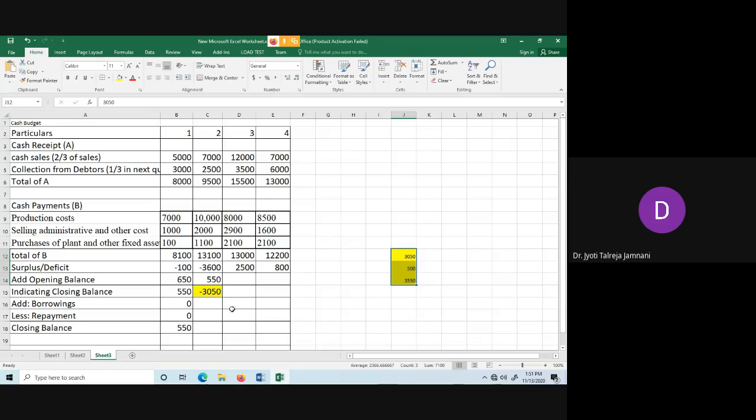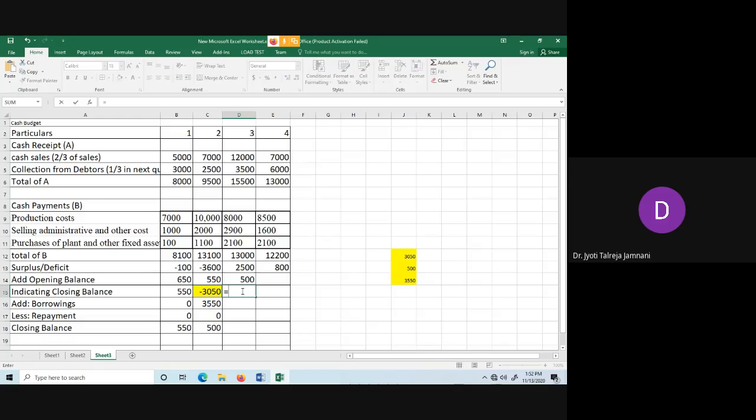So what we will do is we will borrow 3550 here, and as soon as you borrow, you don't make any repayment. Repayment starts from the next month. So your closing balance will be 500. How did I get the closing balance? It's nothing but just sum equal to whatever is your indicating closing balance plus your borrowings and minus your repayments, you will get the closing balance. That becomes the opening for the next quarter, 500.